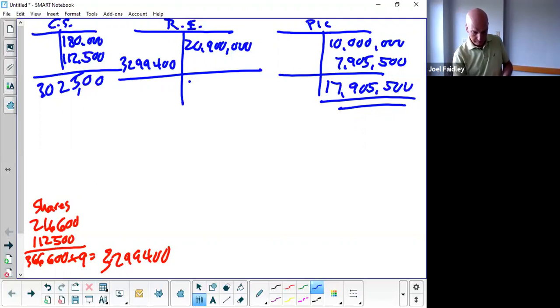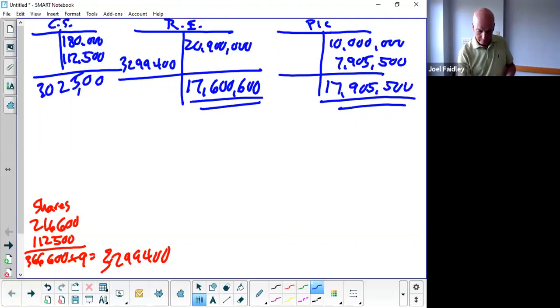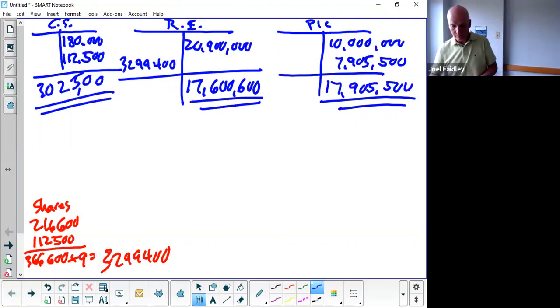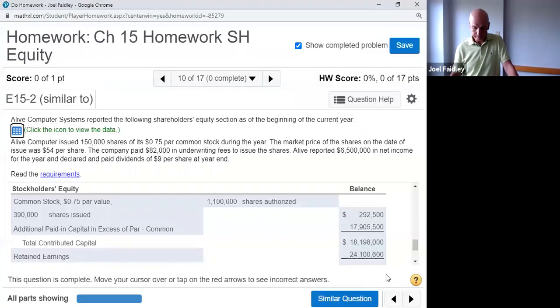It worked that time. 17,600,600. So those numbers should be what we put on our ledger, or our statement of stockholders' equity. There it is, 17,905,500, 292,500.